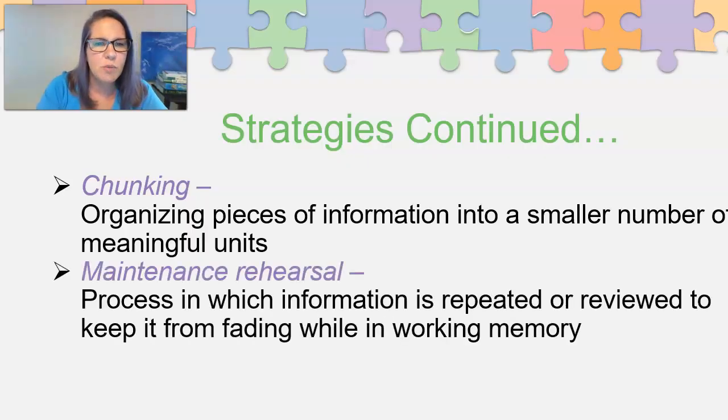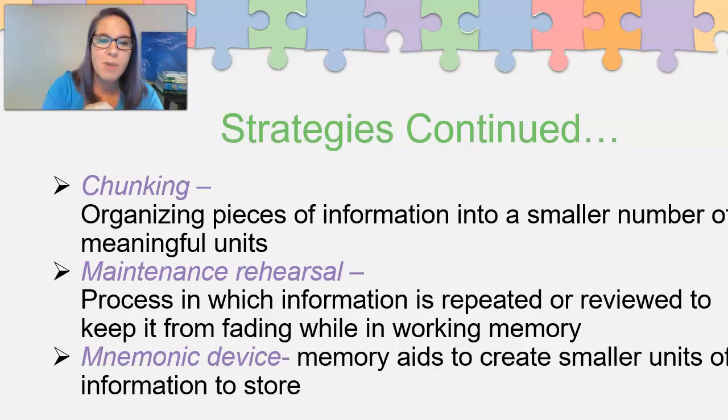Maintenance rehearsal. We talked a little bit about this already. So information is repeated or reviewed to keep it from fading while in your working memory. So these are things like repeating someone's name in your memory, or repeating someone's phone number, or repeating to remember you have a vocab quiz tomorrow, or doing your vocab flashcards over and over and over again. Okay, those are all maintenance rehearsal. Mnemonic devices. I've already given you a few mnemonic devices already this year, and I will continue to do this, and sometimes I'll ask you to make them on your own.